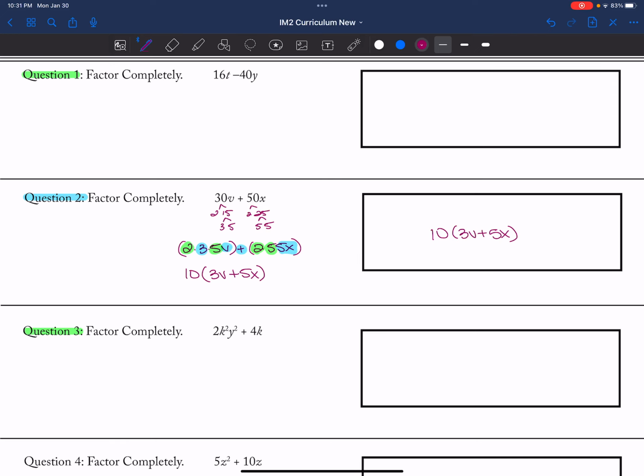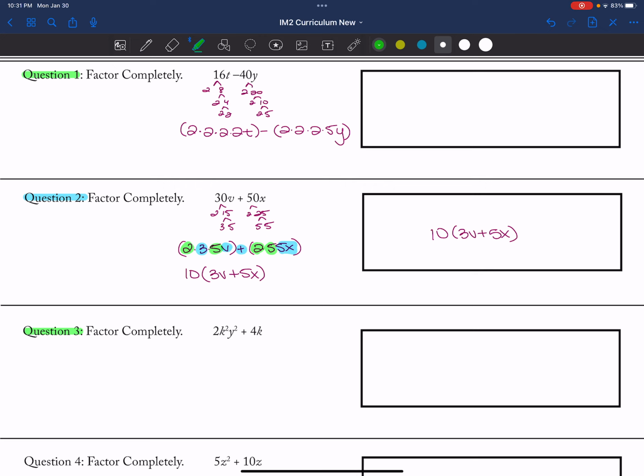All right, so let's go ahead and take a look at the odd numbered questions. I'm going to factor tree this out: 2 and 4, 2 and 2, and then 2 and 20, 2 and 10, 2 and 5. So this is 2 times 2 times 2 times 2 times t minus 2 times 2 times 2 times 5, oh, and it's a y. Just kidding. Okay, so what do we have in common?